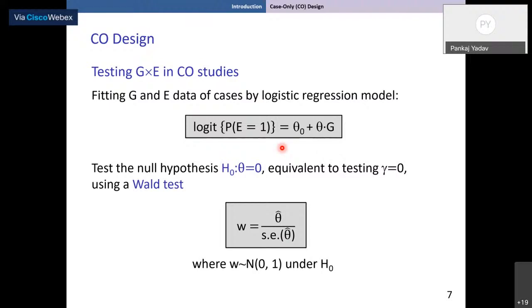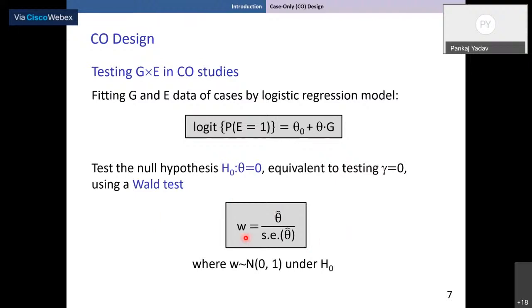So, as we do in most of the cases, we can now do the testing by checking whether this theta equals 0 or not. That will be our null hypothesis. And this is also equivalent to testing gamma equals 0 in the full model. So we can use a classical Wald test for that.